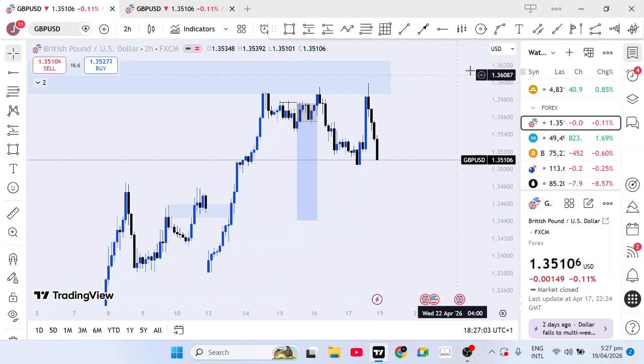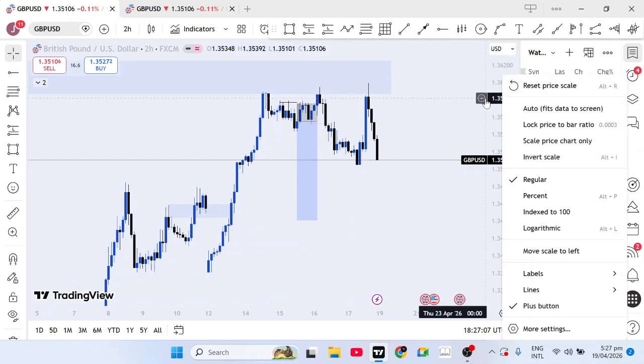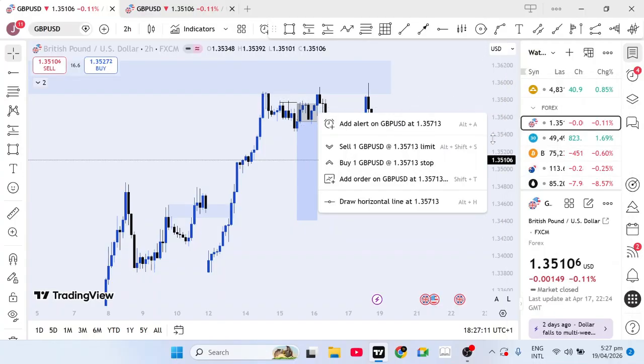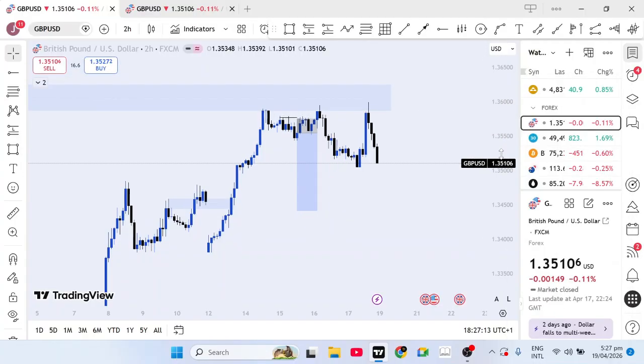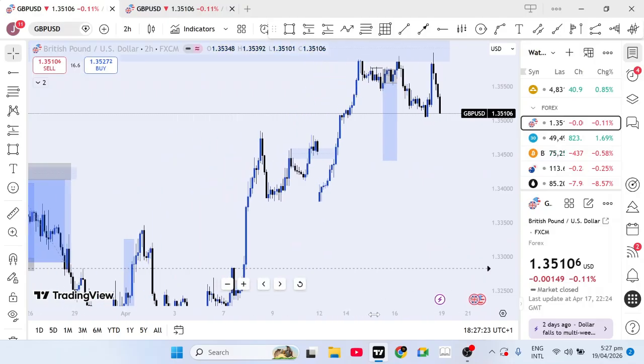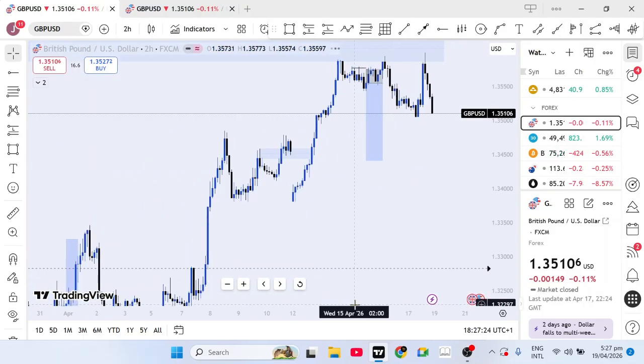But I'm still seeing that maybe there could be some more bearish moves on GBP USD maybe in the coming week. So let's see this. This trade was this week. I think it was on Wednesday. Yeah, it was on Wednesday that I took this trade. So this trade stopped me out for a loss.